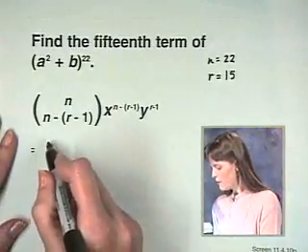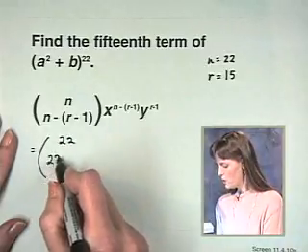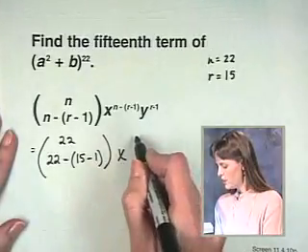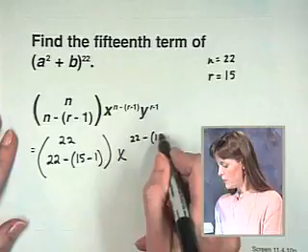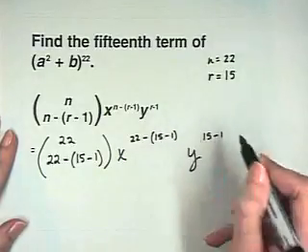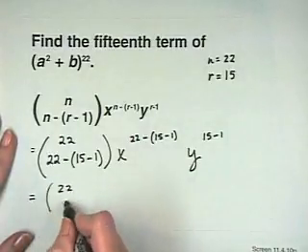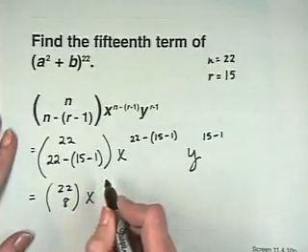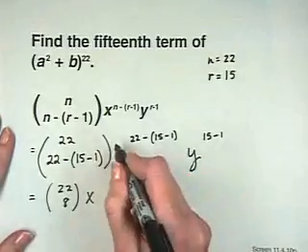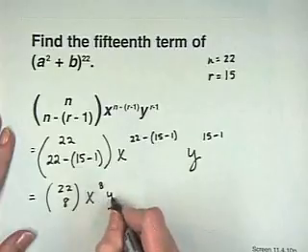So what we'll have is 22 choose 22 minus 15 minus 1, x to the 22 minus 15 minus 1 power, y to the 15 minus 1 power. Let's evaluate that. We get 22 choose 8, x to the 8th power, y to the 14th.